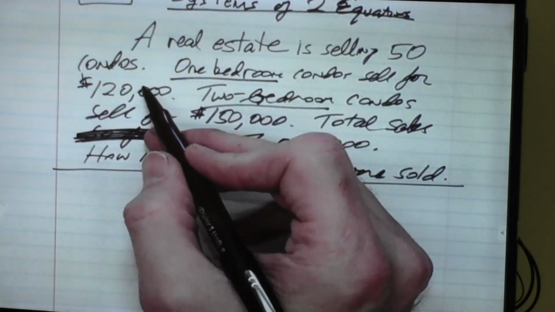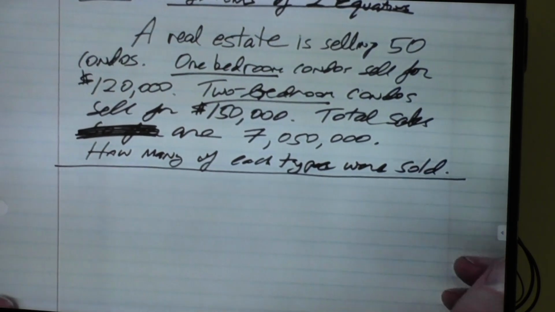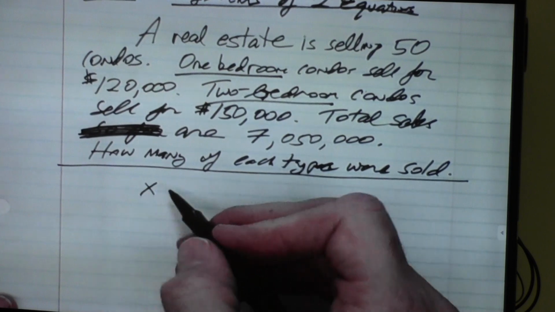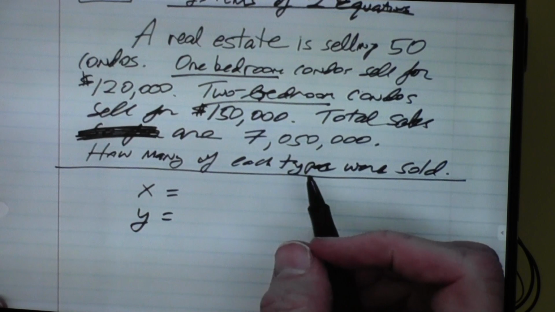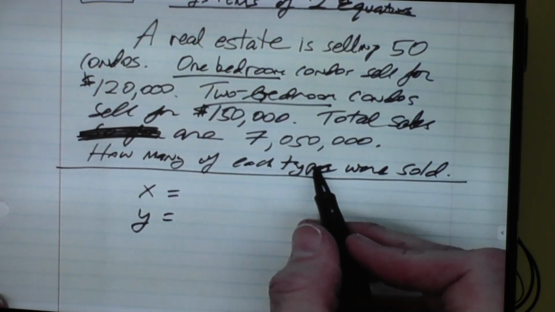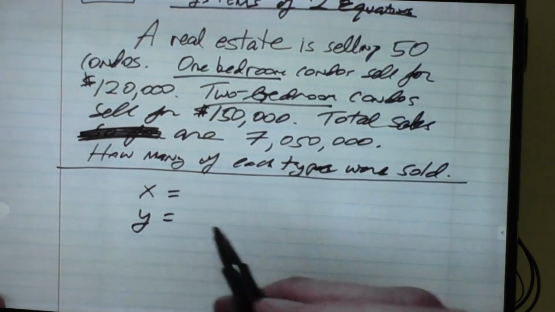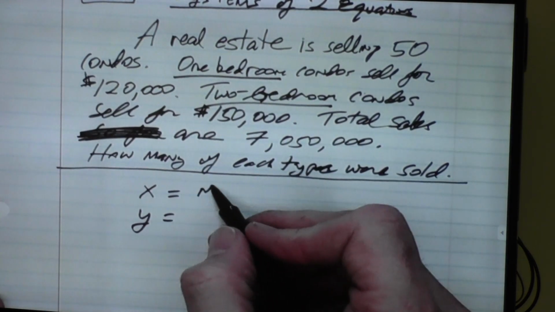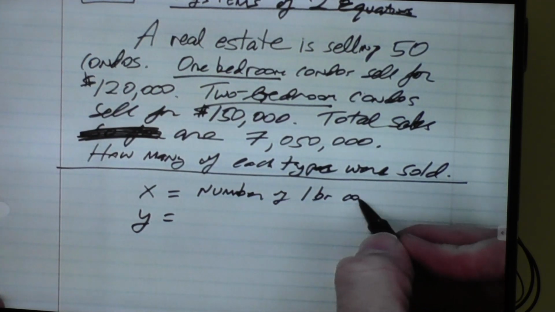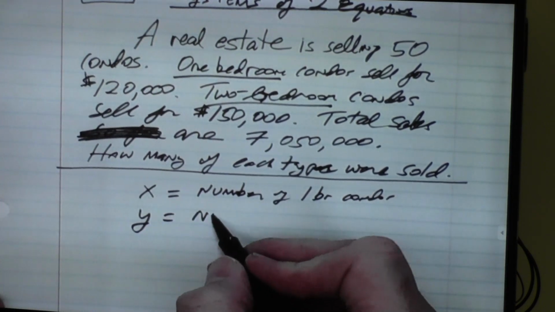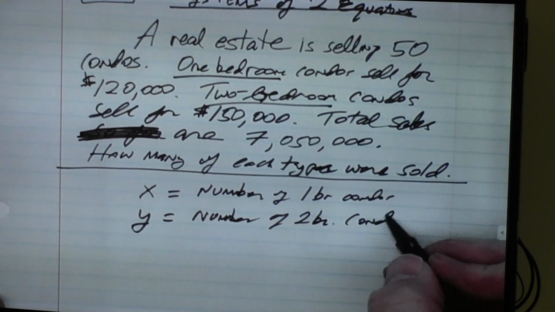So we know that they cost that much, they cost that much. There's 50 of them total, and the total sales of that. So first thing you want to do is determine variables. So an x and a y. What makes the most sense, because we're trying to find out how many of them, well, let's say how many are the one bedrooms and how many are the two bedrooms. Let's make x the number of one bedroom condos, and y will be the number of two bedroom condos.